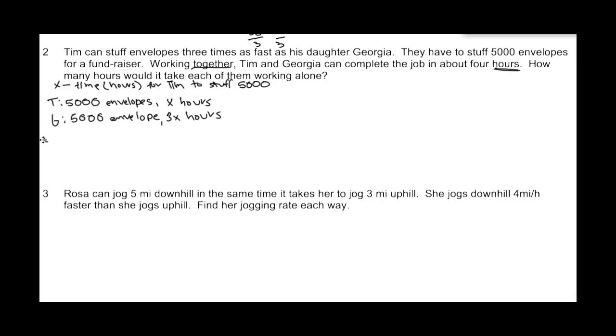Now the last thing we know is that when they're working together, they're able to do 5,000, let's stop writing that word, in about 4 hours. So let's set up our equation. Tim is going to have 5,000 over x plus Georgia 5,000 over 3x equals 5,000 over 4. All right. So before we even get started, I see that I have in common 5,000 everywhere. So to make my life easier, couldn't I just factor out that greatest common denominator? Indeed I can.